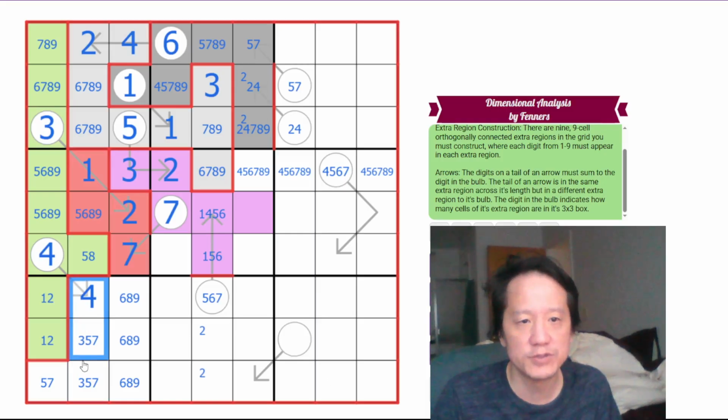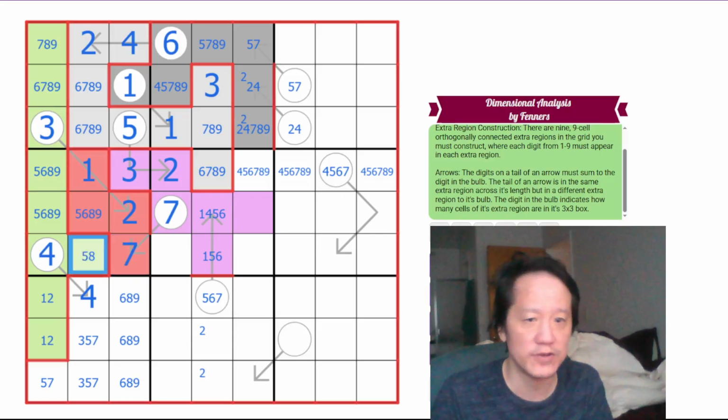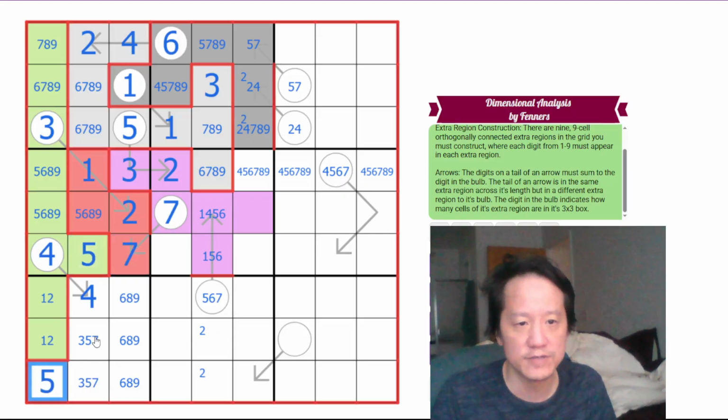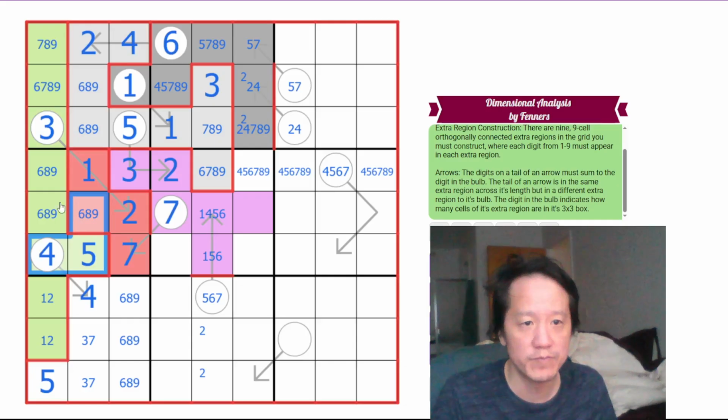So this becomes a 3, 5, 7 triplet. This can't be 5 or 7. Sorry, this can't be 7 because of the 7 here. So this is 5, which makes this a 5. This can't be 5 here. That eliminates 7, 3, 7 in the rest of the column. This can't be 7. This can't be 5 because of the 5 in the rest of this box.